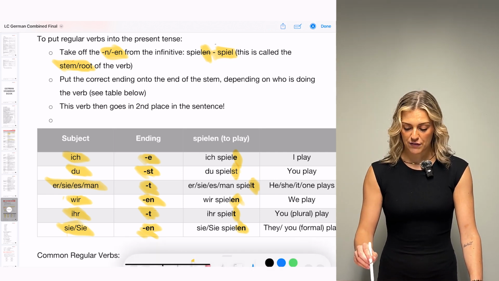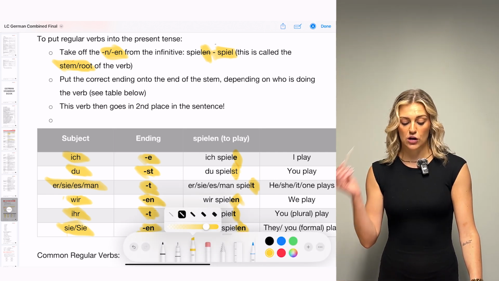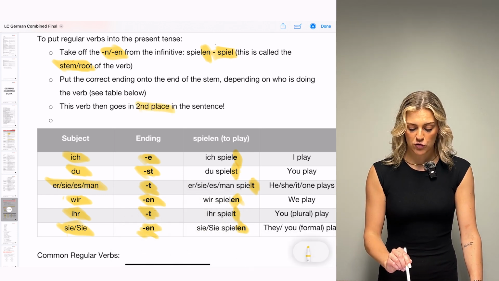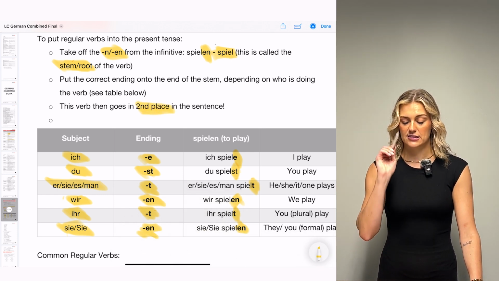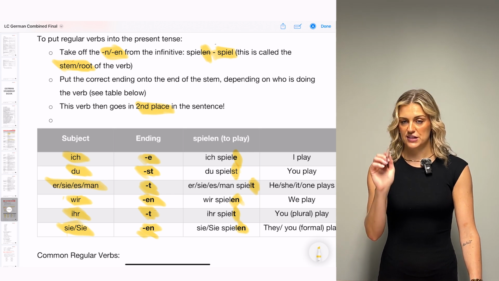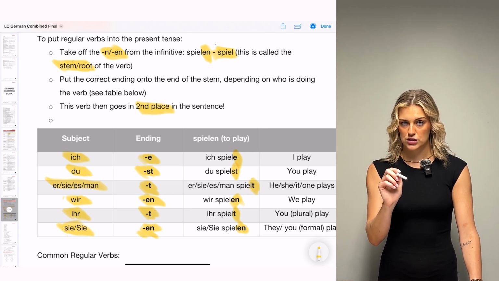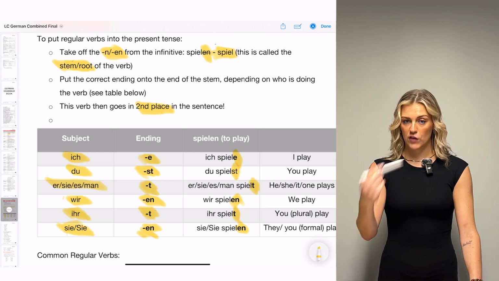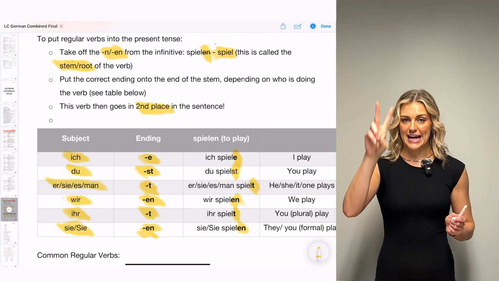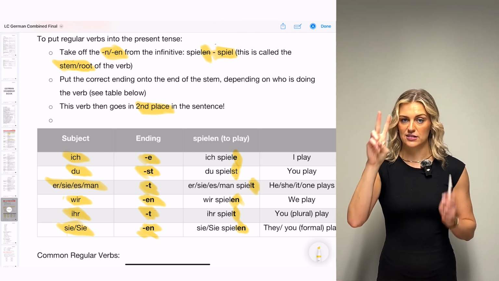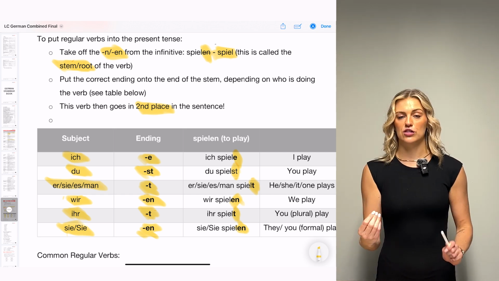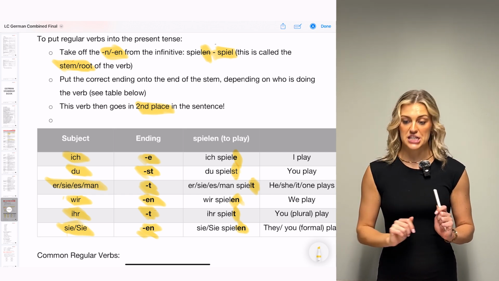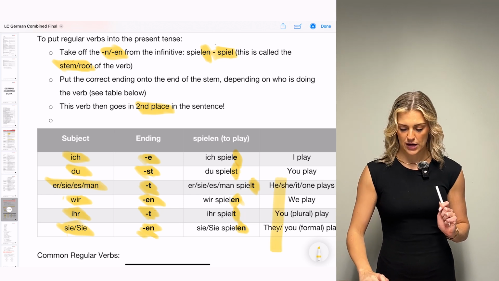Now, once we have our correct form of the verb, once our verb is conjugated correctly, when we have the correct ending onto it, this verb form then goes in second place in the sentence. That is ganz wichtig, very, very important, okay? In the present tense, your conjugated verb, your verb with the ending, is always the second idea, the second thing in the sentence. So make sure once your verb is conjugated correctly, it's in second place. It's the second thing or the second idea in your sentence when you're writing sentences, okay?